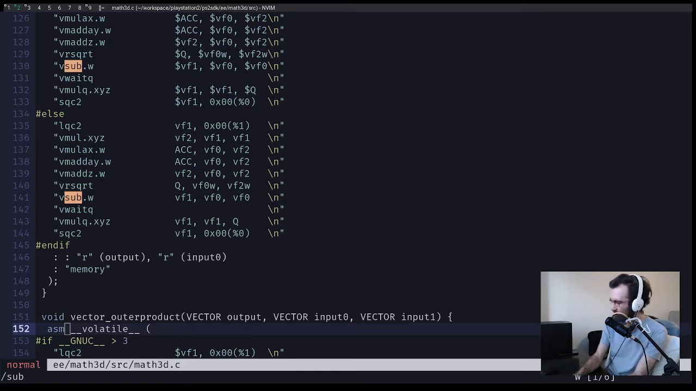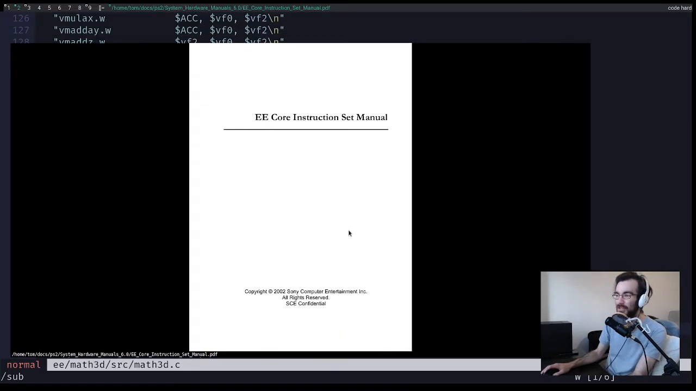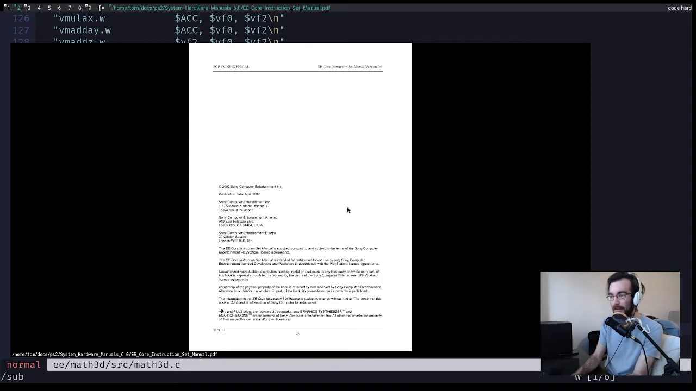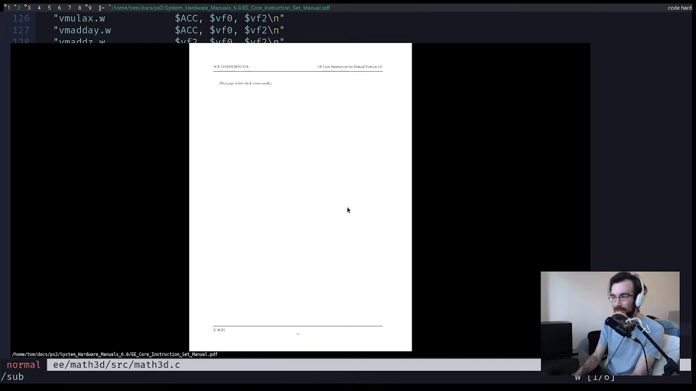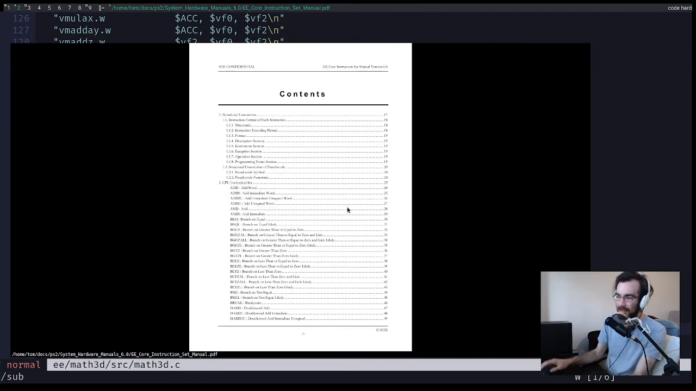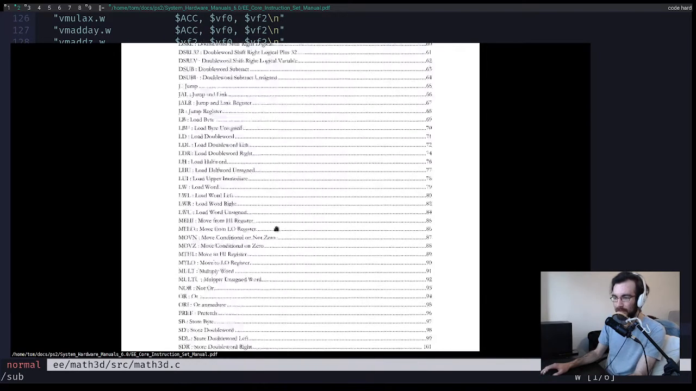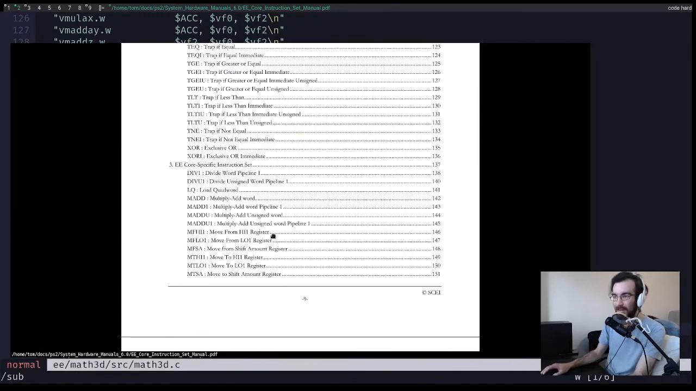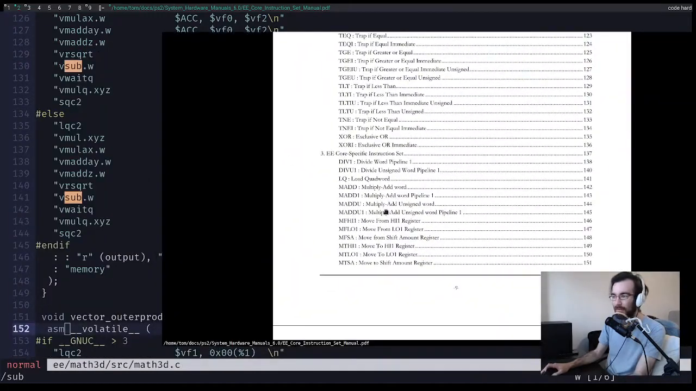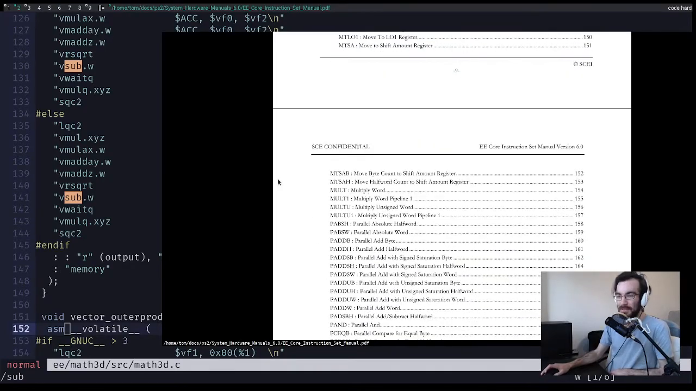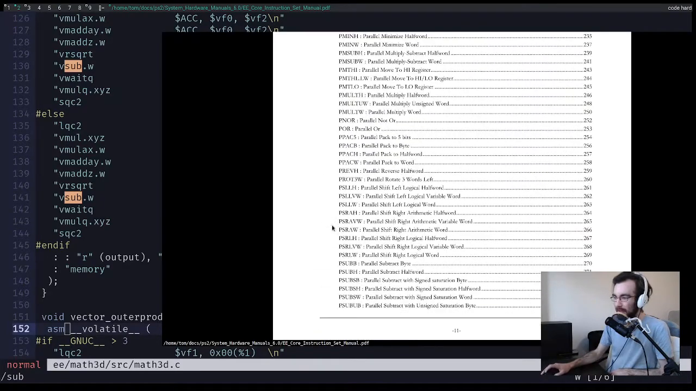Should I just show the system hardware manuals? Do I care? System hardware manuals, EE core instruction set menu. Okay, I'm going to show this on camera. Let's do it. Let's live our best life. Sony, please no sue. Okay, CPU instruction set. So, does this have the vector? So this is MIPS 3 basically, right? This is MIPS 3 with some MIPS 4 stuff.